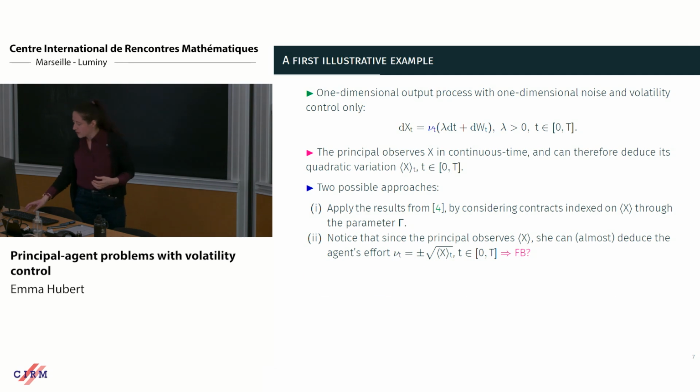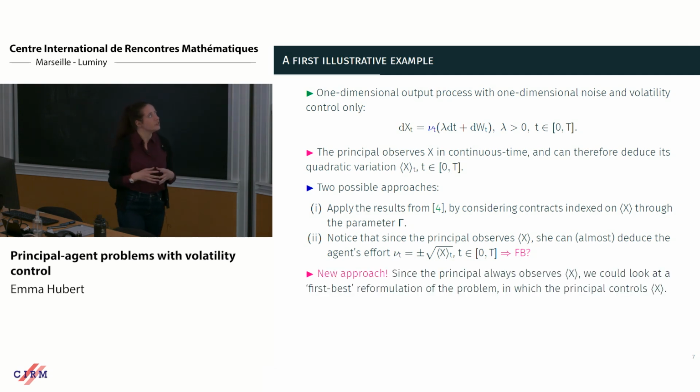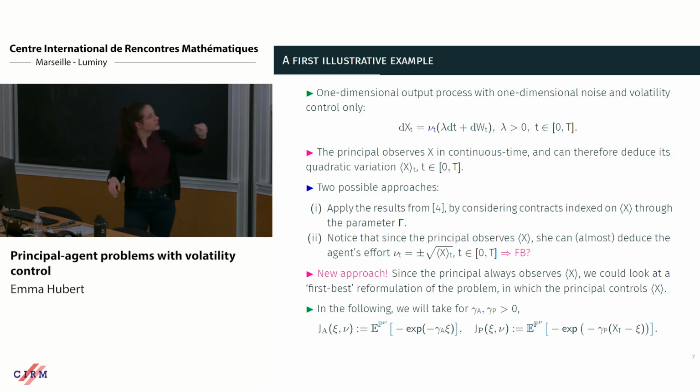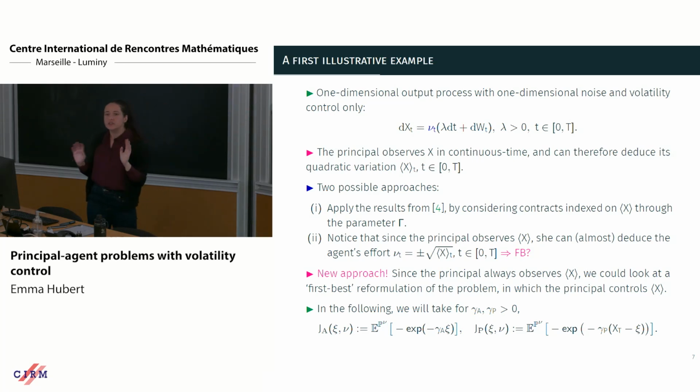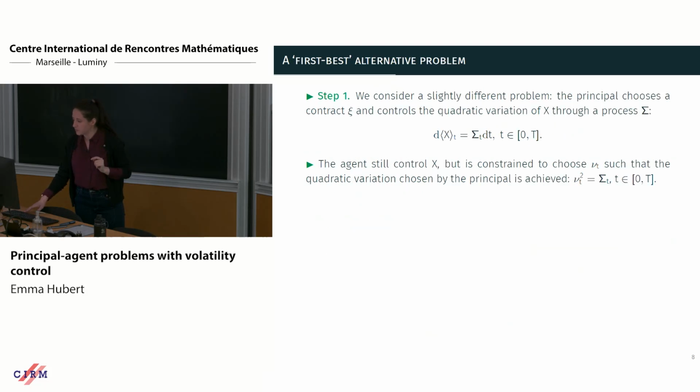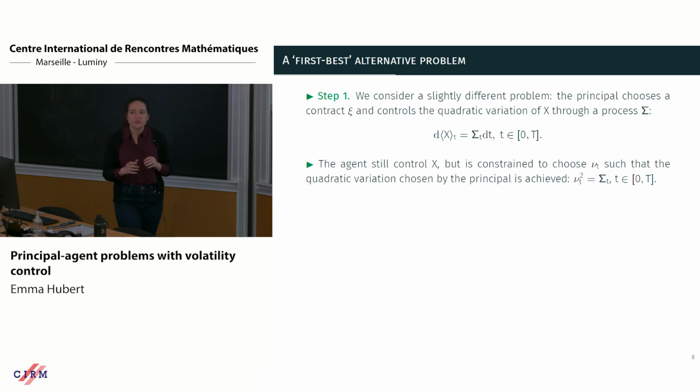Okay, so the idea of the new approach is that if the principal observes this quadratic variation, then why not look at a slightly different problem where the principal controls that quadratic variation directly and forces the agent to choose a control that would achieve the quadratic variation that she wants. And in the following, I'll just take CARA exponential utility to simplify and have some almost explicit results here.